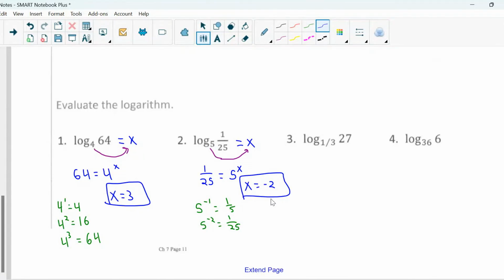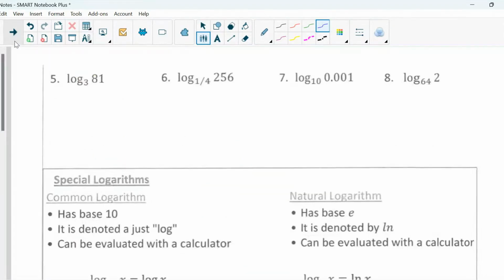All right, so that's just a quick start on evaluating logarithms. Okay, there are even more examples on the backside here. We'll save a couple of them for class.